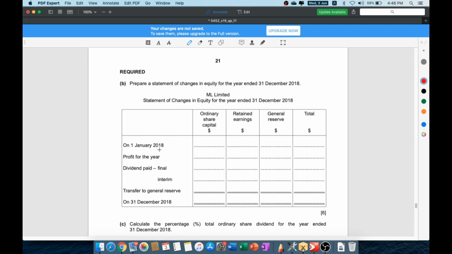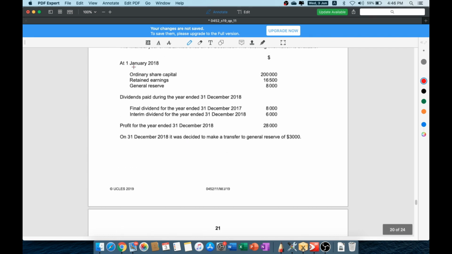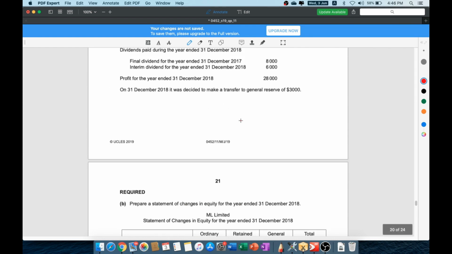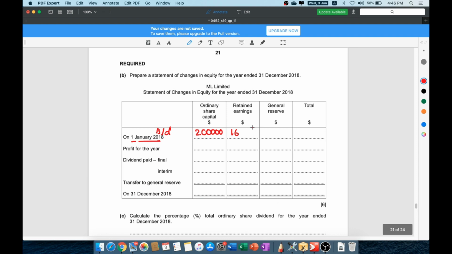So on 1st January 2018, that's the year start, so these are brought down values. Let's just copy these. So 200,000 for share capital, 16,500 for the retained earnings, and then 8,000 for the general reserve.